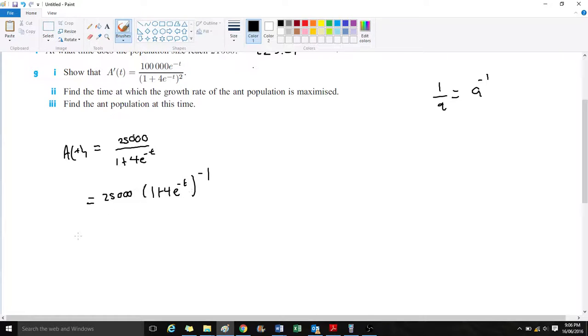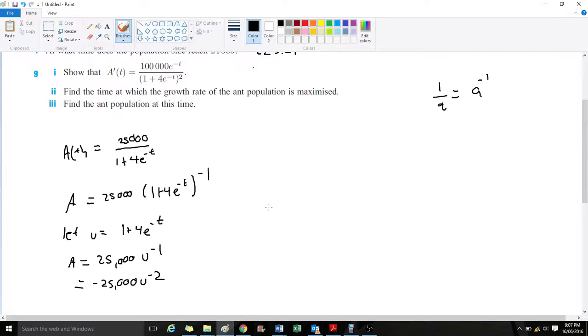Okay, we have to use the chain rule. So let's let u equal 1 plus 4e to the minus t. Then A is equal to 25,000 times u to the power of minus 1. So if we're talking about the derivative of this with regards to u, it's going to be minus 25,000 u to the power of minus 2.